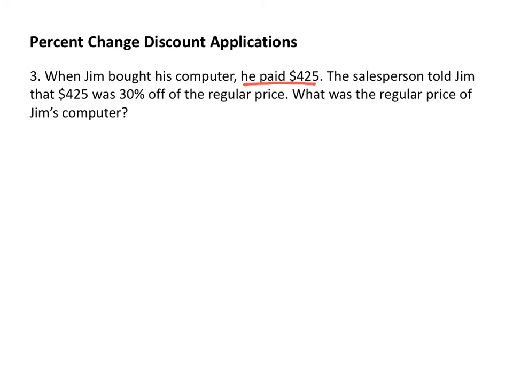All right. The salesperson told him that $425 was 30% off. Okay, so this is his final price. And it was 30% off of the regular price. The regular price is the original price. What was the regular price of his computer? Okay, try it. Press pause, solve the problem, and then unpause to check your answer.